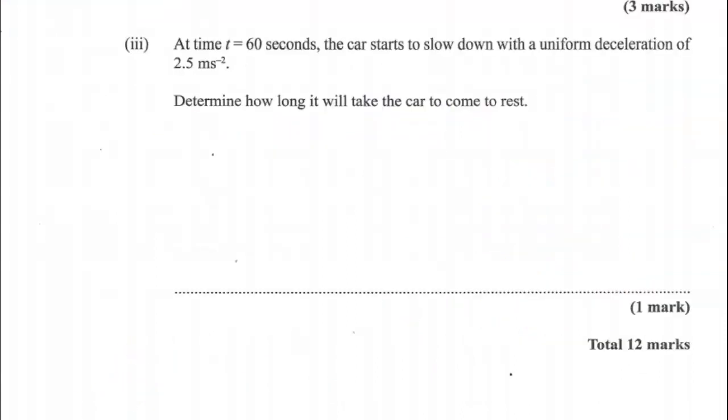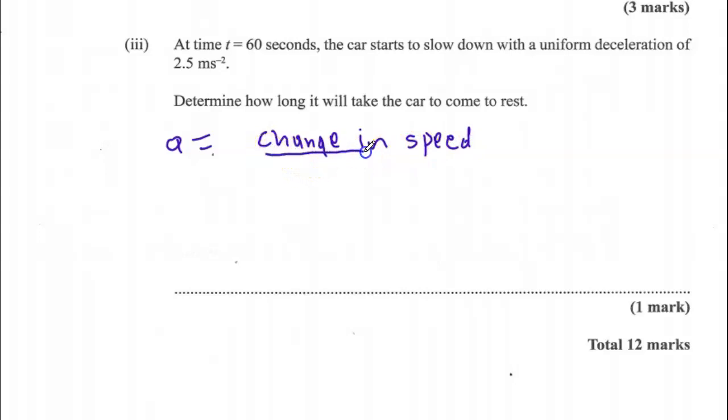At t equals 60 seconds, the car starts to slow down with a uniform deceleration of 2.5 meters per second square. How long will it take the car to come to rest? Alright, so remember we have a formula here: acceleration equals change in speed over change in time, right?